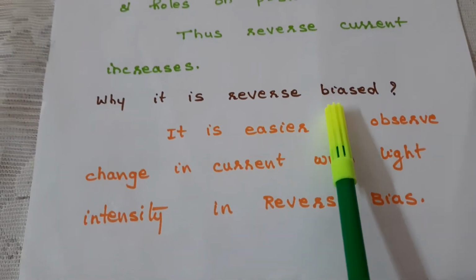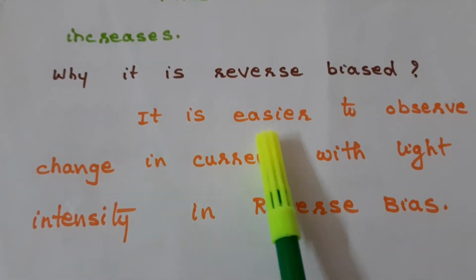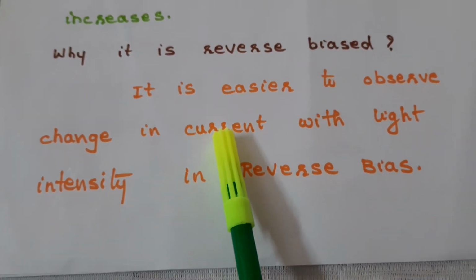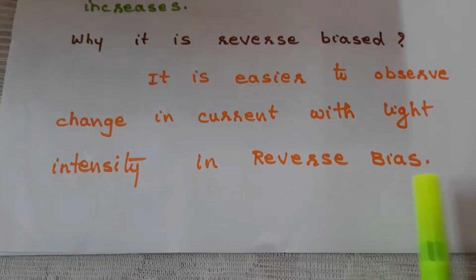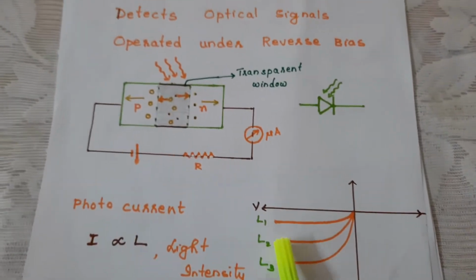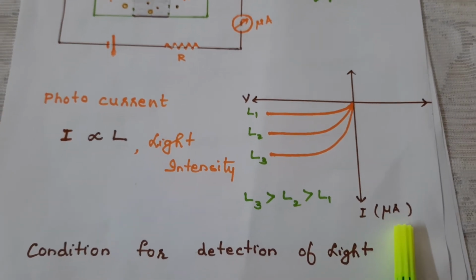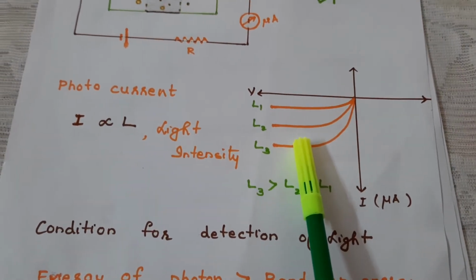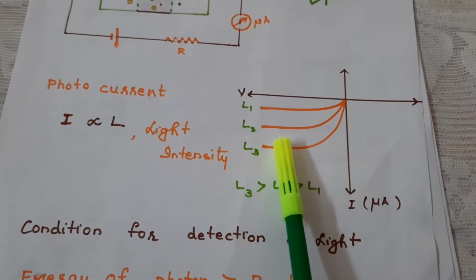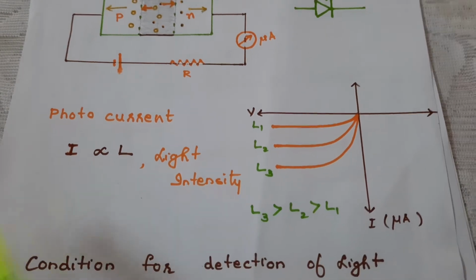Why is the diode reverse biased? It is easier to observe the change in current with a light intensity in reverse bias. That is, reverse current is in microampere. So a very small change in current can be easily detected. And so the diode is reverse biased.